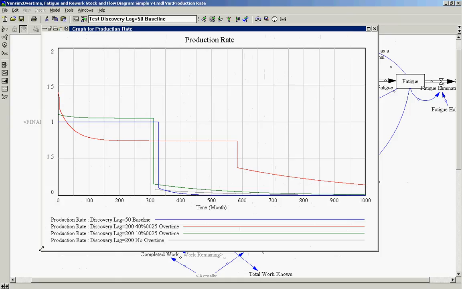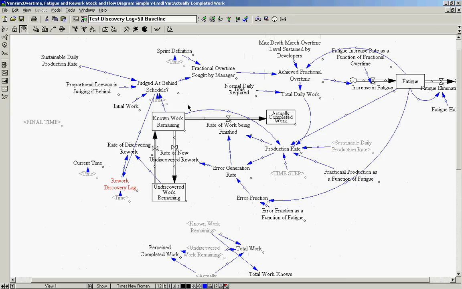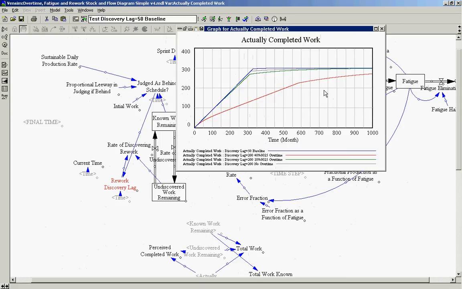Here you'll notice that high amounts of overtime initially lead to higher productivity, but soon slide down below the level of productivity that would otherwise be obtained. And ultimately, they lead the team to be less productive with this red line here.